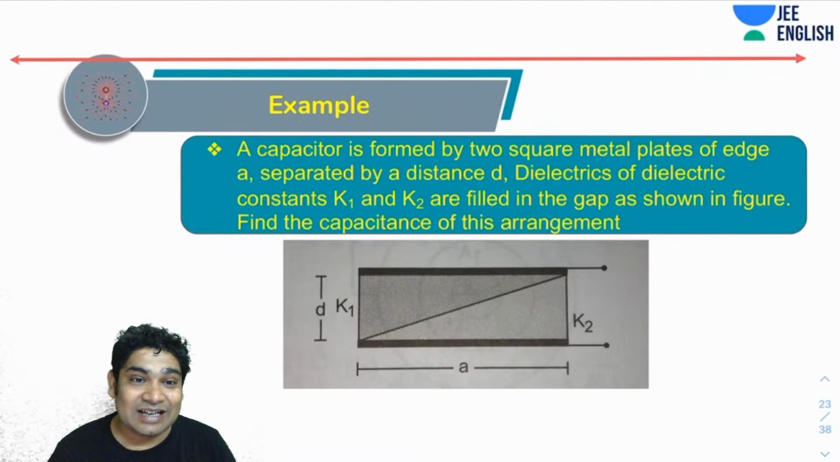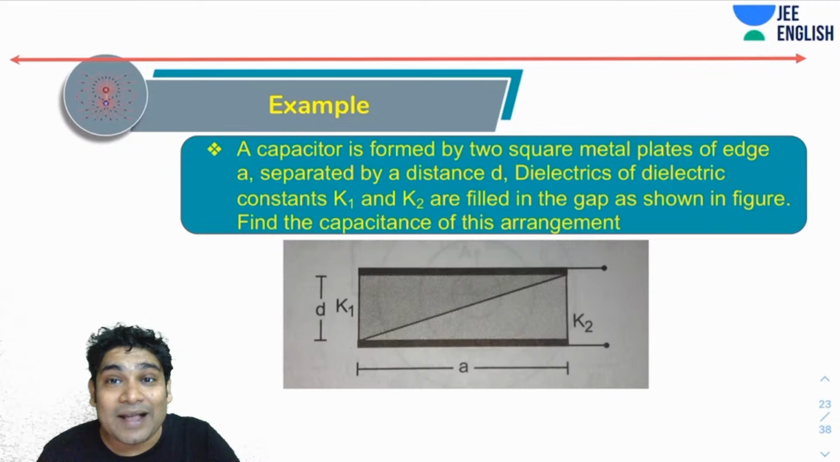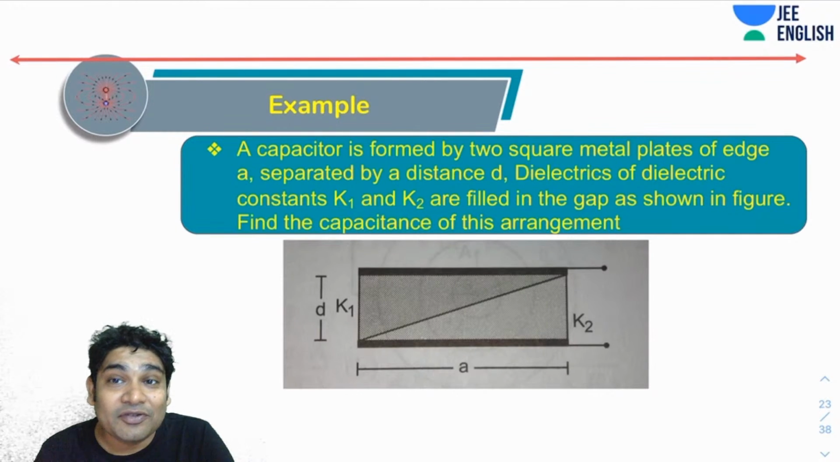Now, this is a trickier one. Alright. So, how do you get the capacitance of this? In this, you have been told a capacitor is formed by two square metal plates of edge A each, separated by a distance d. The dielectrics of dielectric constants K1 and K2 are filled in the gap as shown in the figure. You find the capacitance of this arrangement.